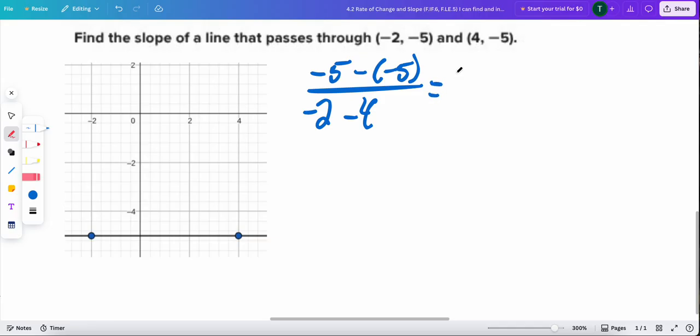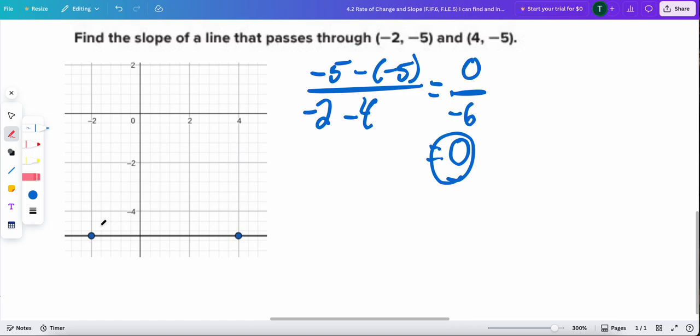A -5 minus a -5 is 0. -2 minus 4 is -6. If I take 0 divided by anything, that's just 0. So I got my slope as 0.